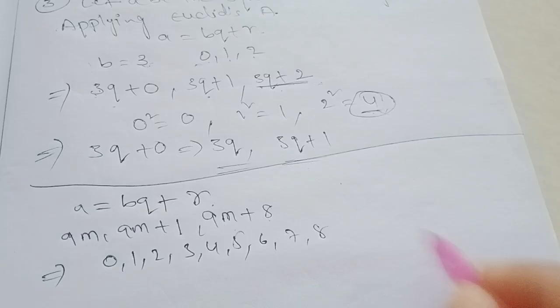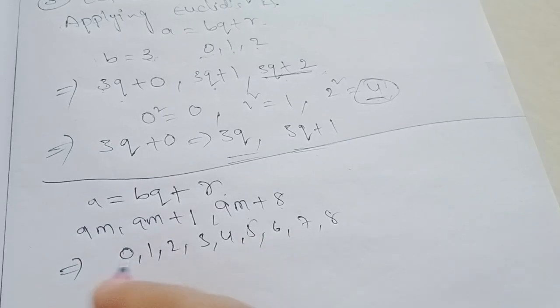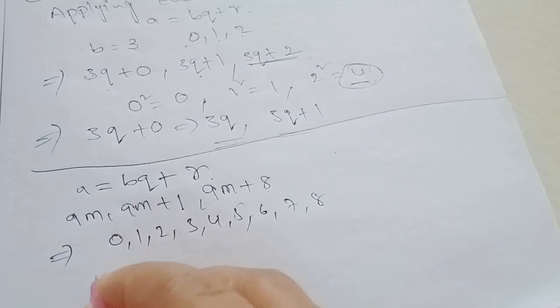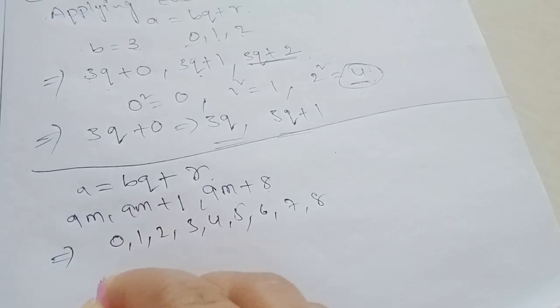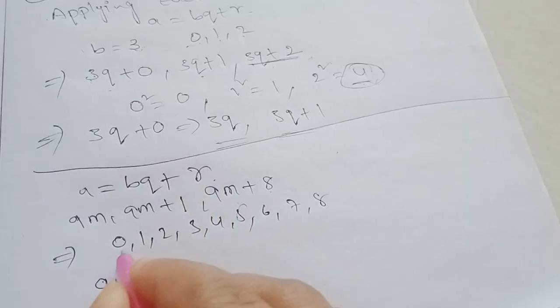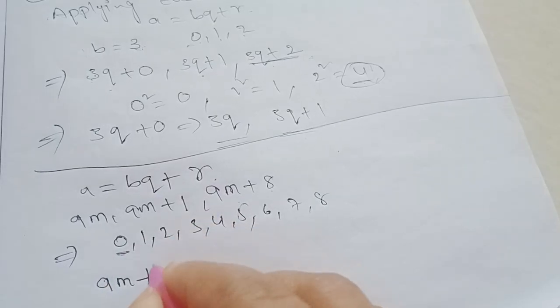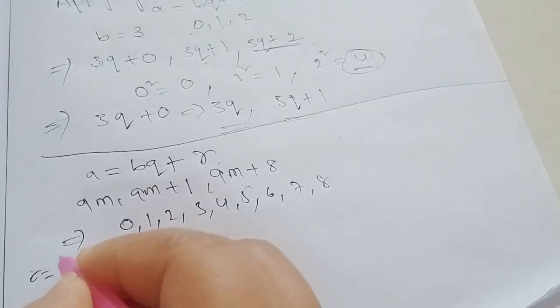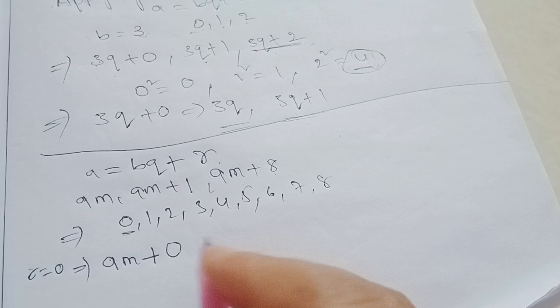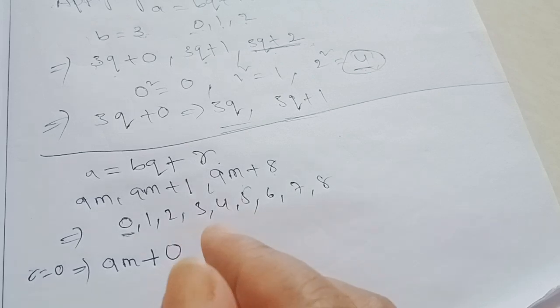So these are possible remainders. So what can we do now? We can apply Euclid's algorithm: 9m plus remainder. For the remainder, first we can put 0. R is equal to 0.